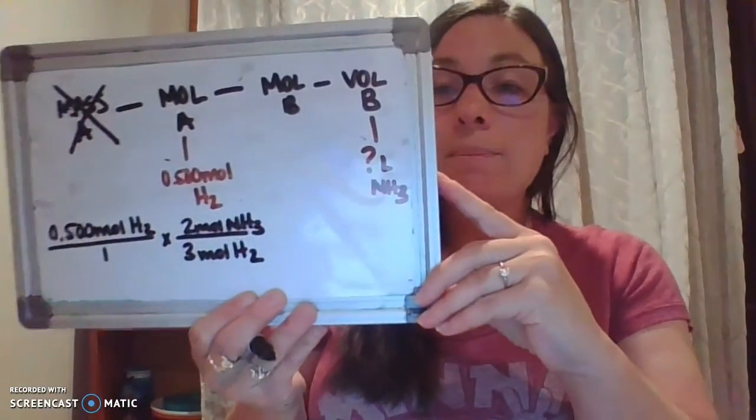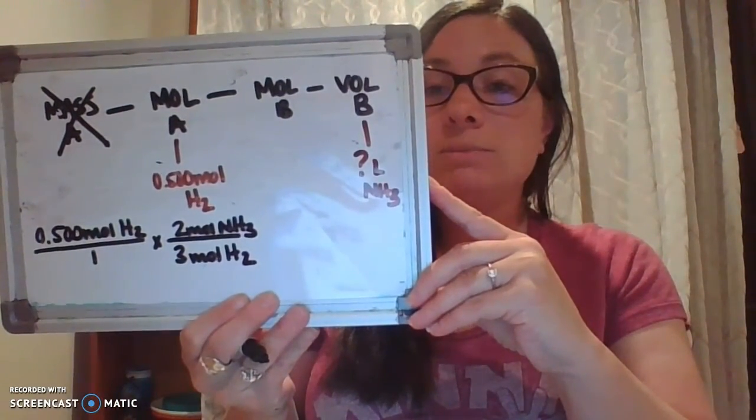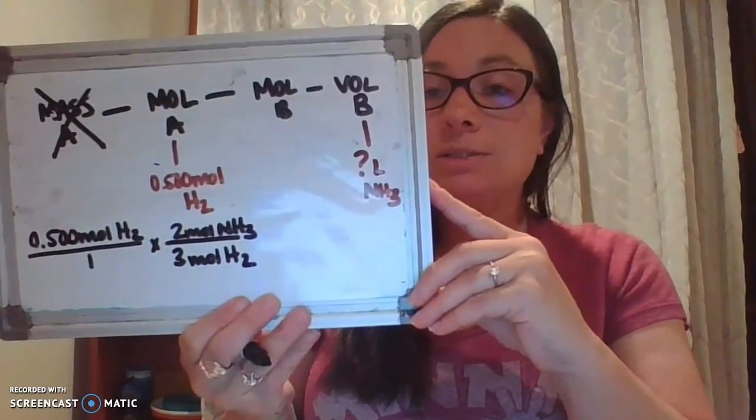Now I have one more step. I want to get from moles of substance B to volume of substance B. So if you refer back to the notes, there were 2 ways to go about doing this. One way was if the problem stated that it's at STP, and then you can use 22.4 liters as a conversion factor between moles and volume. But this problem does not say that it's at STP. So we're going to stop here.